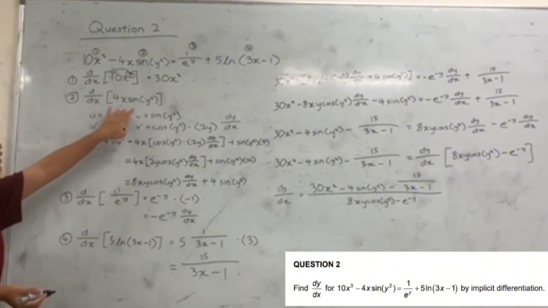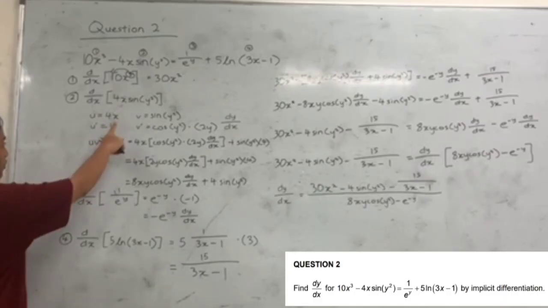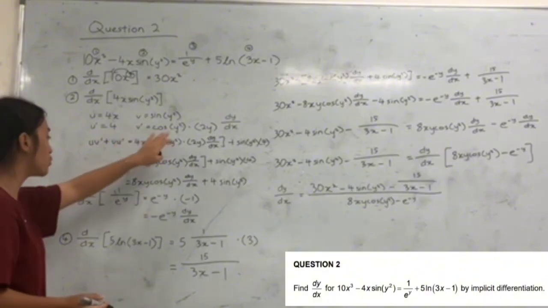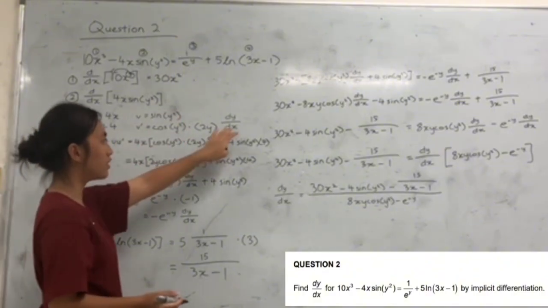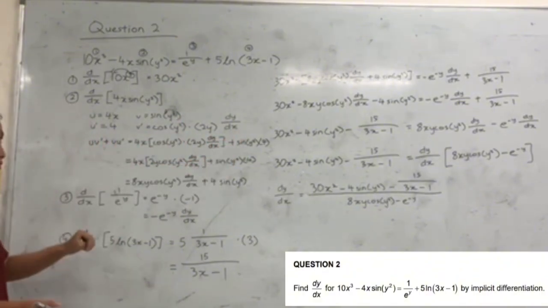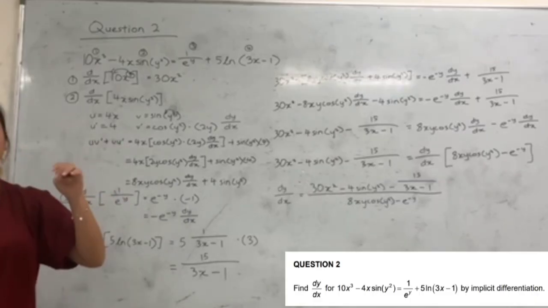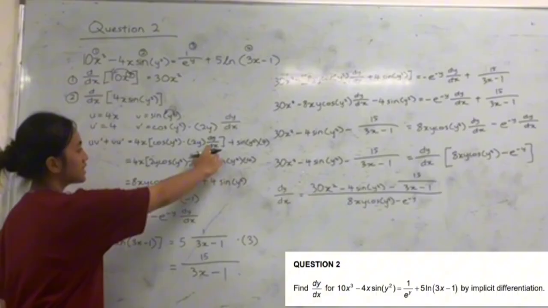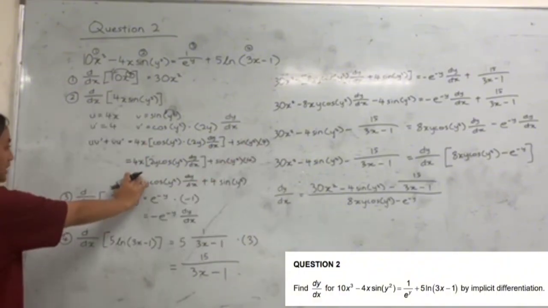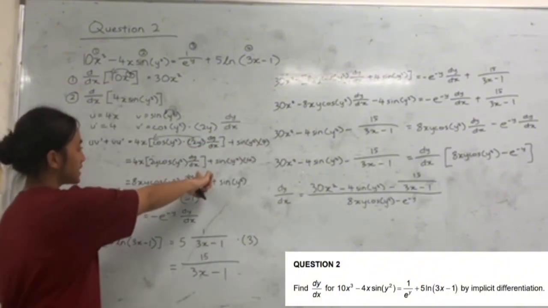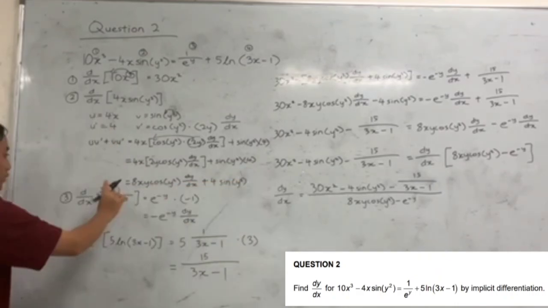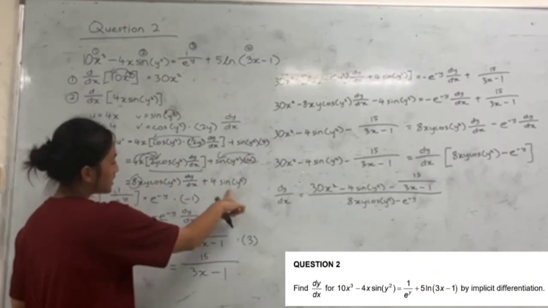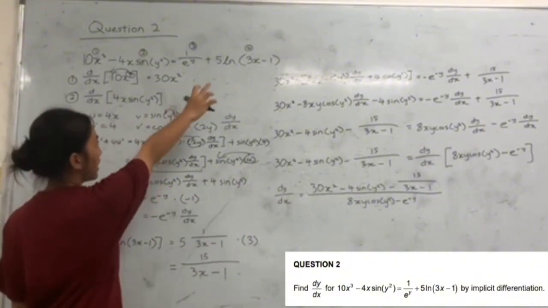Next, we're going to part 2, d over dx 4x sin y squared. To differentiate this part, we need to use product rule. u equal to 4x, u prime equal to 4, v equal to sin y squared, v prime equal to cos y squared times 2y dy over dx. Next, here is u v prime plus v u prime, which is the product rule formula. We get 4x cos y squared times 2y dy dx plus sin y squared times 4, equal to 8xy cos y squared dy dx plus 4 sin y squared. We're going to the part 3 over here.